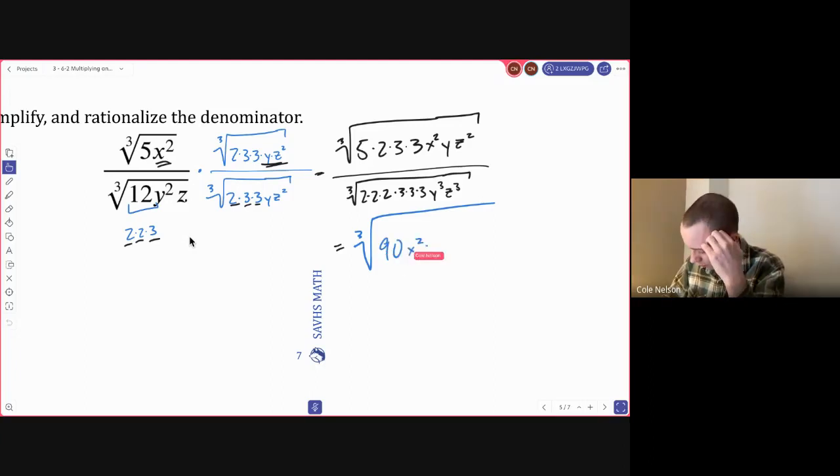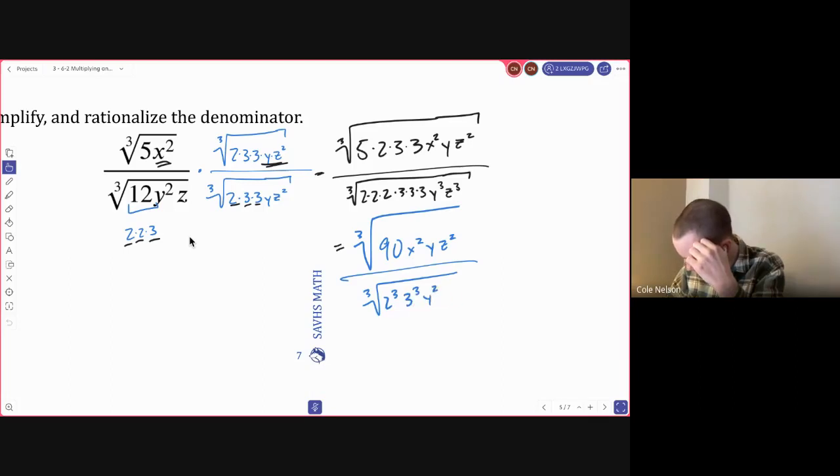90 x squared y z q squared. Okay, that's the whole top. The whole bottom is the cube root of 2 cubed, 3 cubed, y cubed, z cubed. It's like a Dr. Seuss novel.